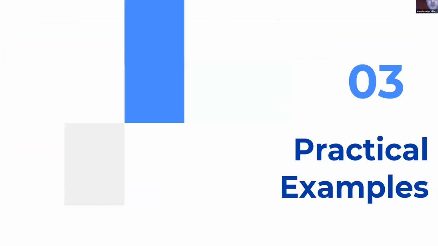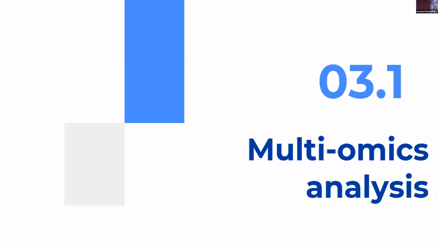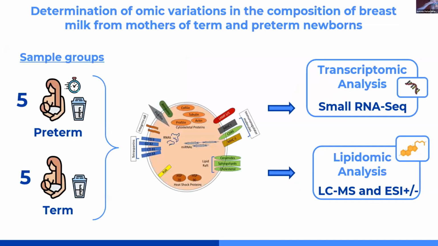So now let's move on to the practical examples that are based on my bachelor and my master thesis. The first of them is a multi-omics analysis. To have a context, the main aim of this project was to determine omic differences between two groups: mothers of term newborns, and mothers of preterm newborns, who were born before they had to.